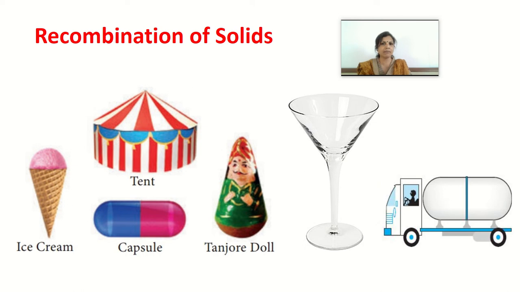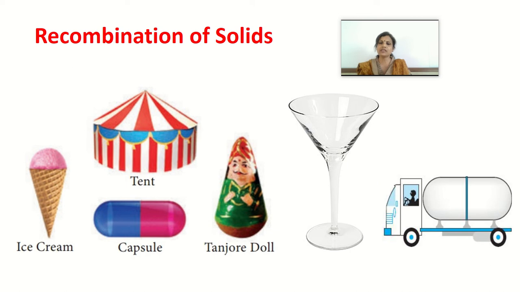If you take the example of an ice cream, the bottom of the ice cream is conical in shape and at the top it's a hemisphere. So an ice cream is a combination of a cone and a hemisphere. That's nothing but a combination of two solid objects.